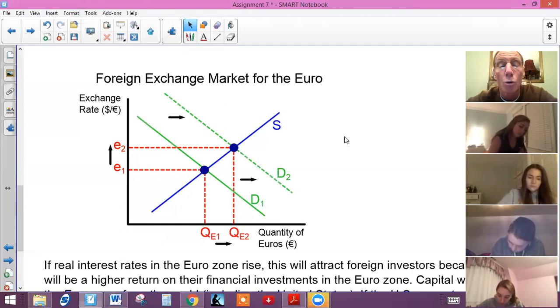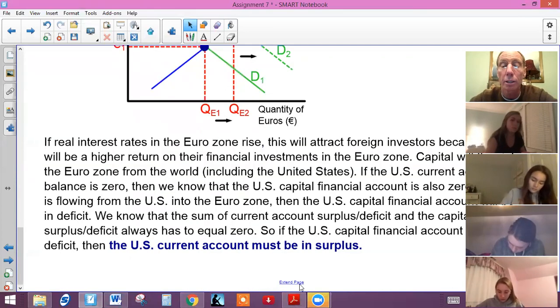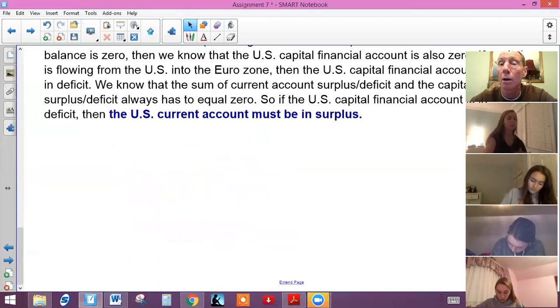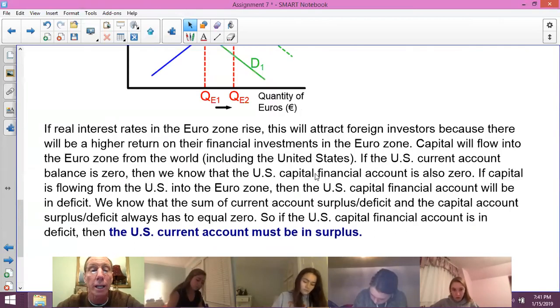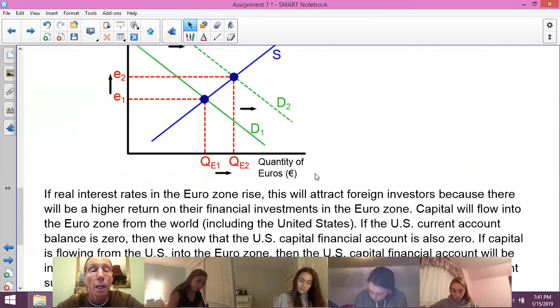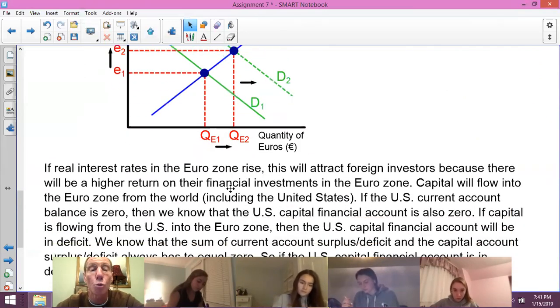Now, let me just jump down here real quick, extend this. This is one that you guys missed a lot on the quiz, so that's why we're doing this again. So if the real interest rates in the Eurozone rise, this will attract foreign investors, because they can make more on their investments in the Eurozone if the interest rates are higher.